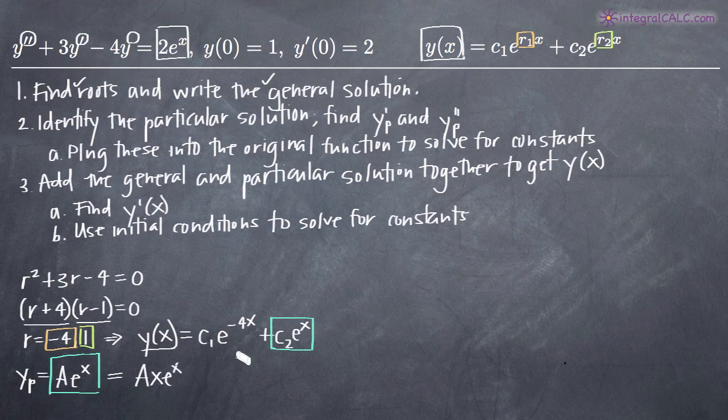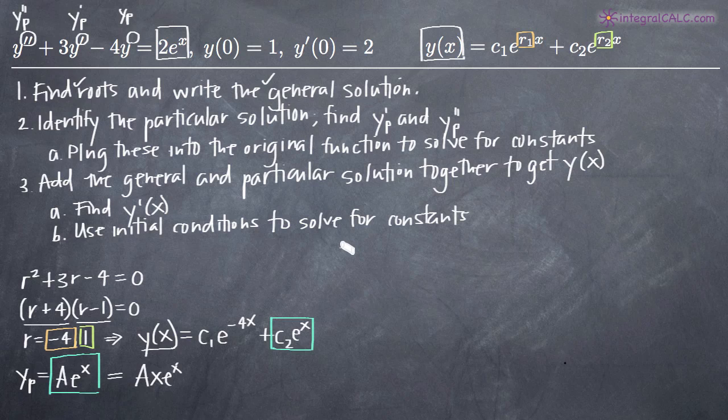Once we've found our particular solution, we need to find the first and second derivatives of our particular solution. What we're going to end up doing is plugging in for y here. We're going to plug in our particular solution here for y. We're going to plug in the first derivative of our particular solution here for y prime. And we're going to plug in the second derivative of our particular solution for y double prime.